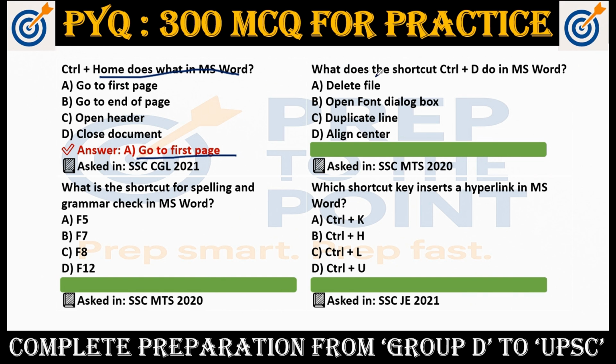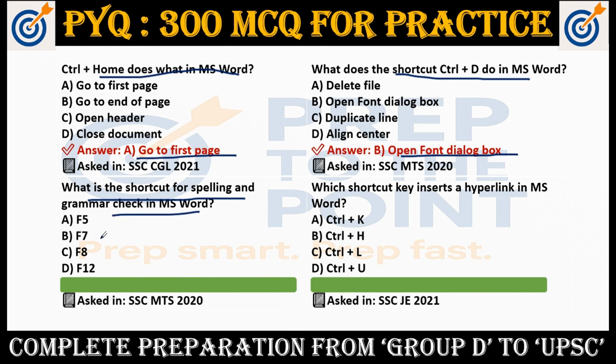What does the shortcut Ctrl D do in MS Word? Open font dialog box. Ctrl D to open font dialog box. What is the shortcut for spelling and grammar check in MS Word? It's F7. The question is repeating again.